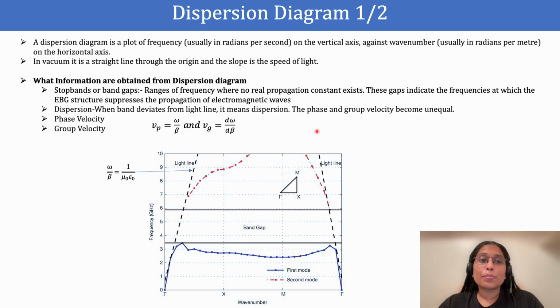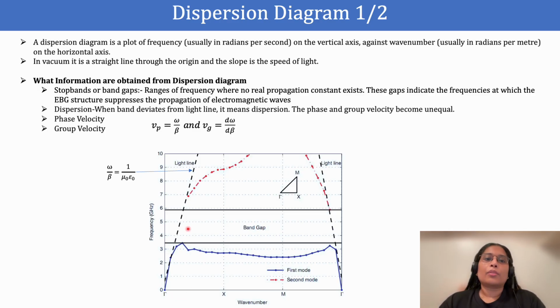Okay, let's see what a dispersion diagram is. So this is how a dispersion diagram will look like. In this case, we can see that the frequency in gigahertz is plotted along y-axis and wave number is plotted along x-axis. Sometimes we plot frequency in radian per second along y-axis and wave number along x-axis. So dispersion diagram is an omega-beta plot representing all the types of waves propagating in that metamaterial or whatever structure we are considering.